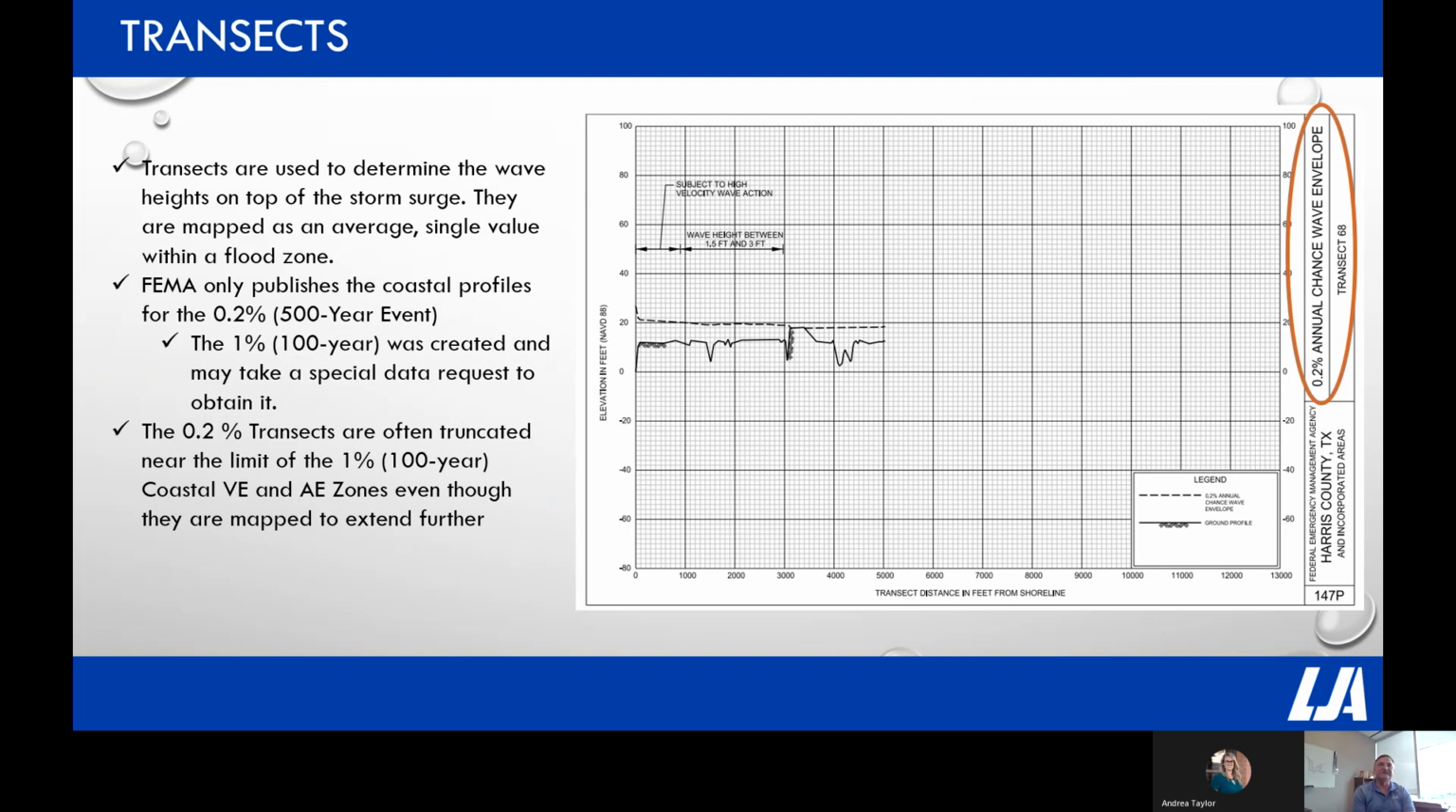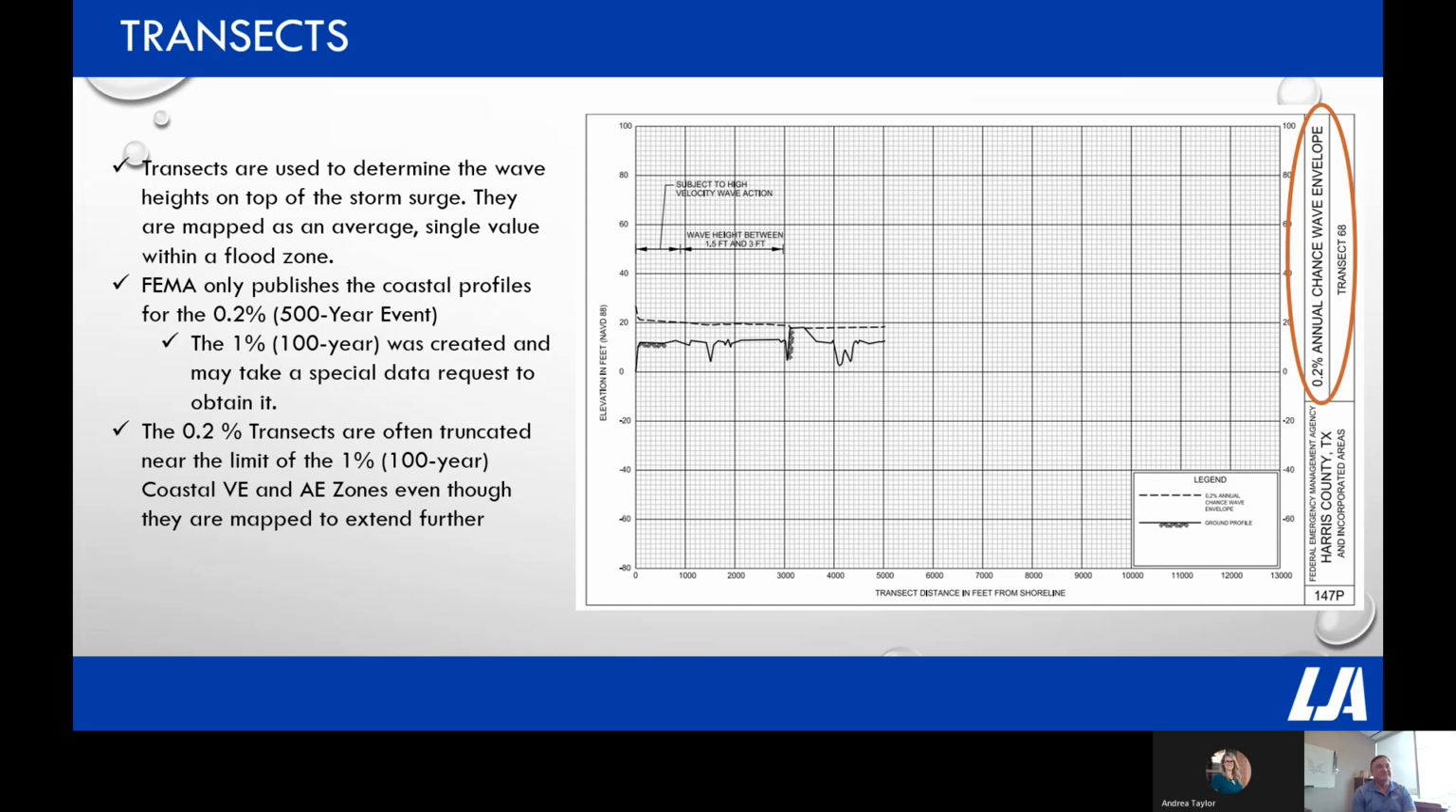But if you look at the circled area on the right of this transect profile, it's published for the 0.2% or the 500-year event. So FEMA in the flood insurance study only publishes transect information in a profile for the 500-year event. You would think that same data would be available and published as part of the flood insurance study for the 100-year event, but that's not true. And if you were to go and look at that transect and see what's published on this profile, they're typically truncated at the limit of a 100-year event.